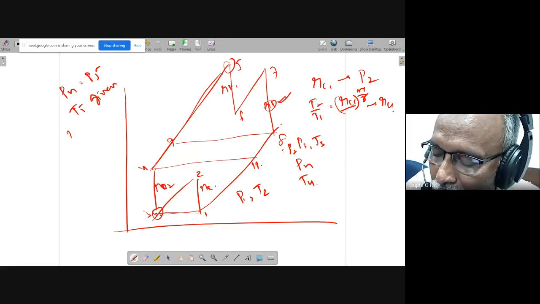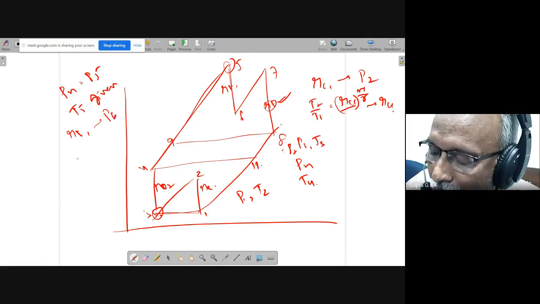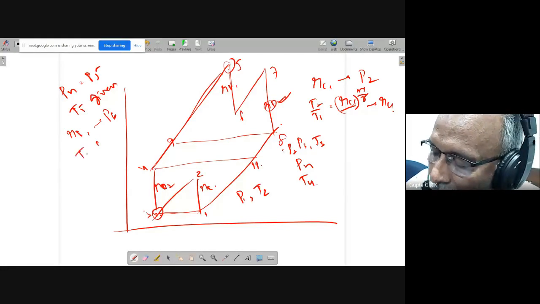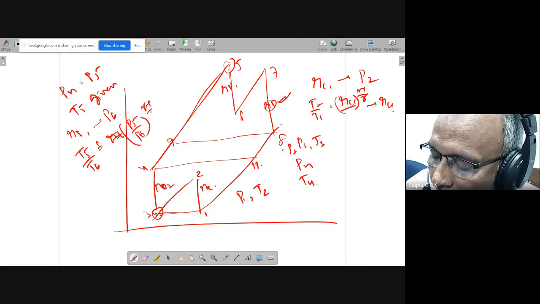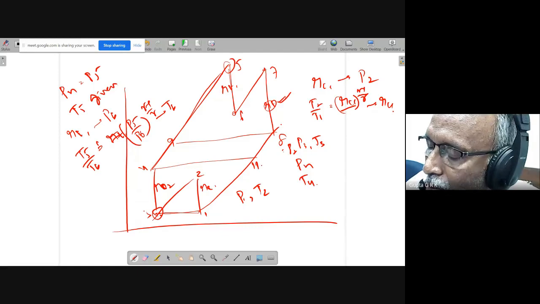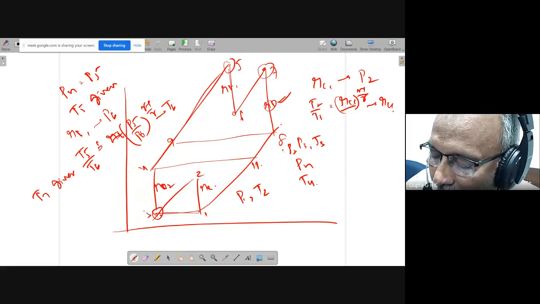Again, knowing RT1, if the pressure ratio is known, I can find out P6, and also the pressure ratio gives T6, because T6 is equal to T5 into P5 by P6 to the power of gamma minus 1 by gamma. So T6 is known. Again, you have to know what the reheat temperature is. This also will be given. T7 is given. And P6 is equal to P7.